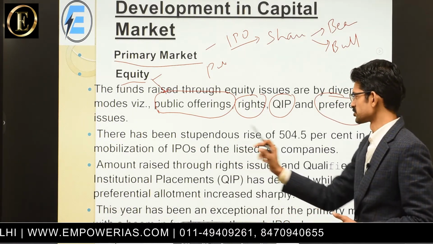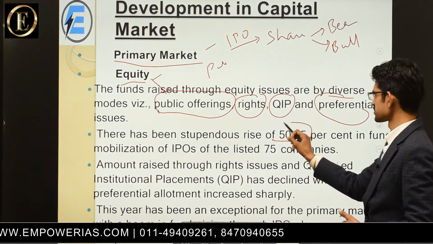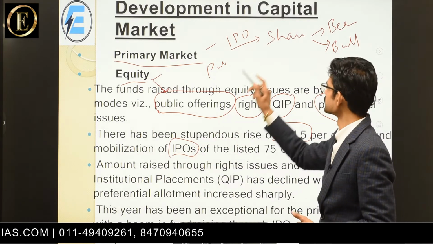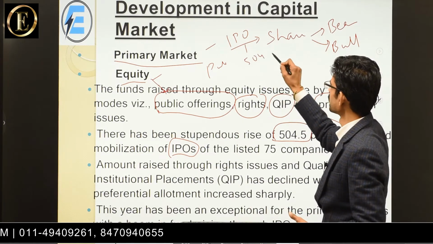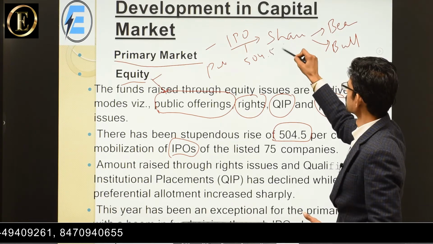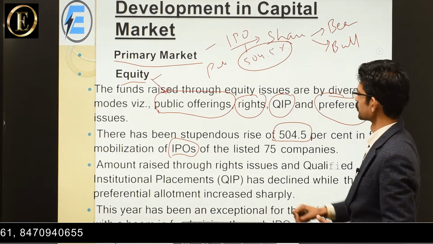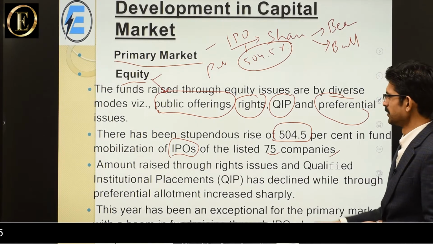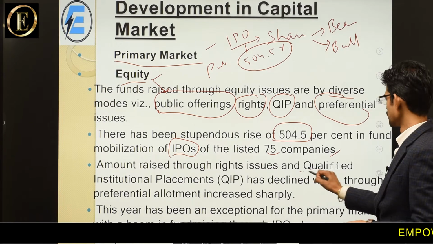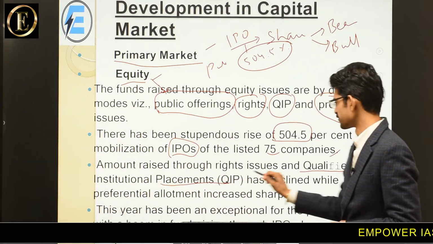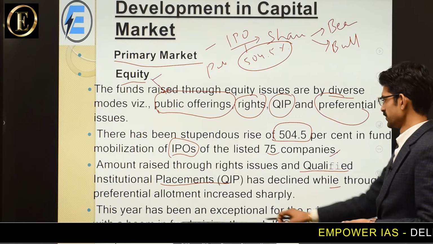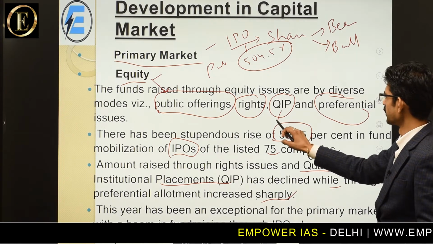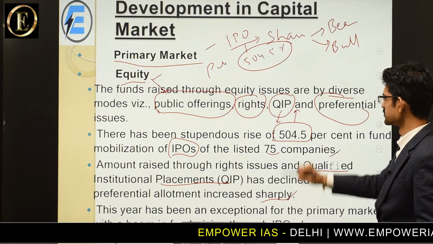And there has been a stupendous rise of 504% in the fund mobilization of IPOs. So IPO की सबसे ज़्यादा फंड मोबिलाइजेशन इंडिया में हुई है, 504.5%. Remember this data for your prelims as well as mains point of view, by the listing of 75 companies. The amount raised through rights issues and qualified institutional placements declined, while preferential allotment increased sharply. So QIP decline किया, दो preferential arrangement rise किए गए हैं.